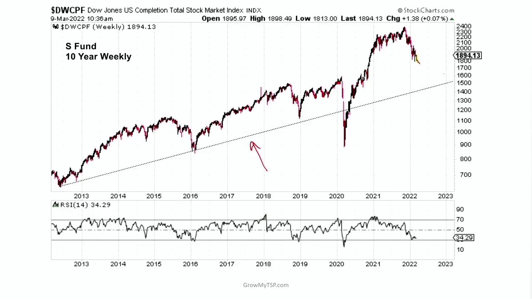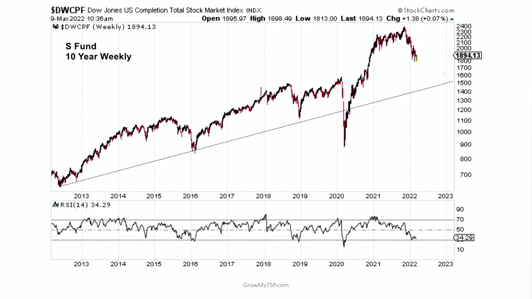So does the S fund come down here, do some recover, come back down, hit support somewhere around this ascending line and prior support level? It's a very good possibility, right? And if it does, then the long-term uptrend is still in place. If it doesn't get support at this line, then it's a much different conversation.